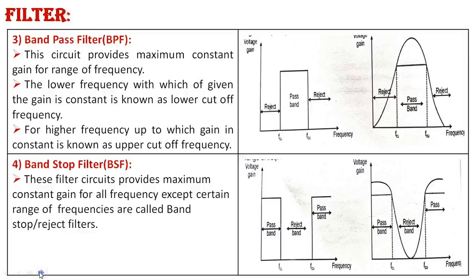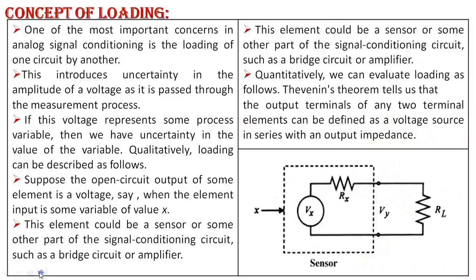Next one is the band stop or band reject filter. These circuits provide maximum constant gain for all frequencies except a certain range of frequencies, and are called band stop or band reject filters. It shows the ideal and practical response of the band reject filter or band stop filter.